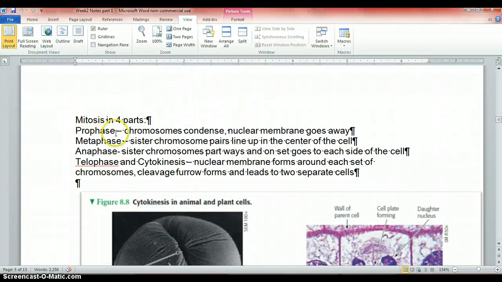Briefly, so prophase, as we saw, chromosomes condense, nuclear membrane goes away. Metaphase, sister chromosome pairs line up in the center. Anaphase, sister chromosomes part ways, one set goes to each side of the cell. Telophase and cytokinesis. Nuclear membrane forms around each set of chromosomes. Cleavage furrow forms and leads to two separate cells.